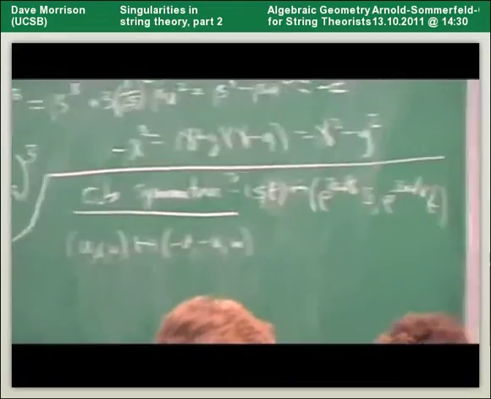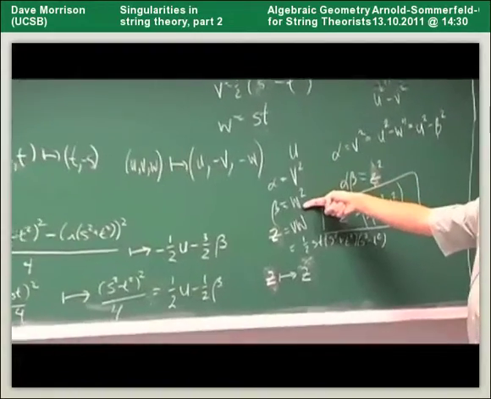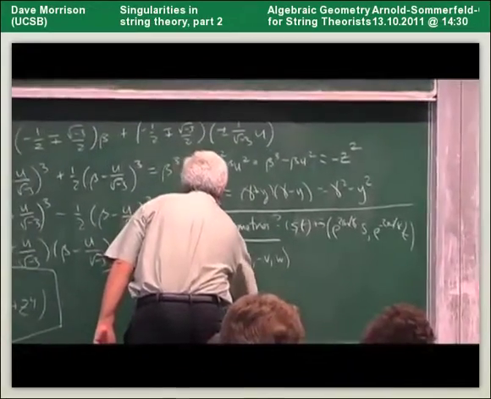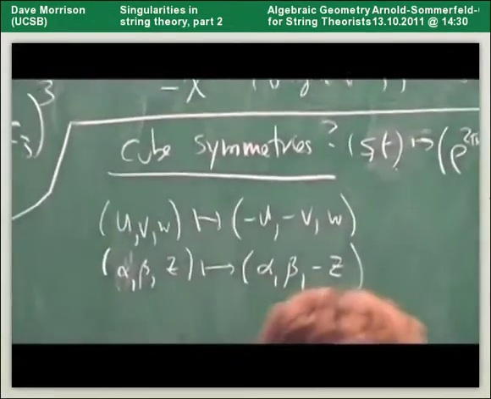Now let's see, for alpha, beta, Z. So alpha was V squared, that's left invariant. Beta was W squared, that's left invariant. VW changes sign. So alpha, beta, V, Z rather. The alpha and the beta got left alone, and the Z changed sign. U is also changing sign.